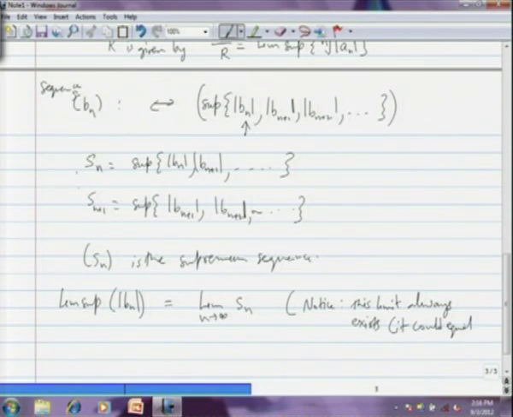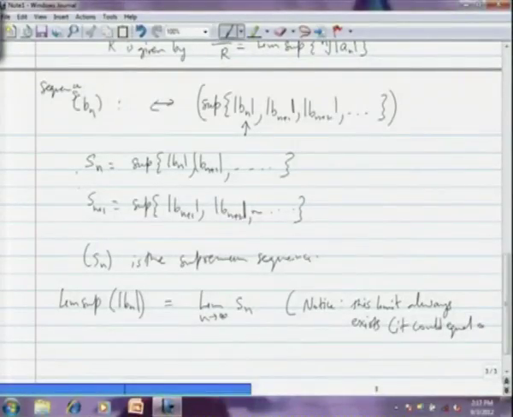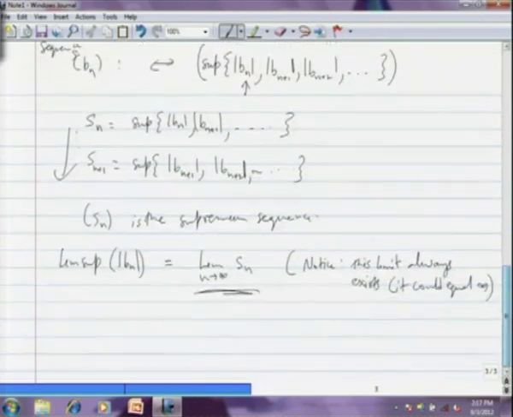What that means is the suprema are constantly infinity. So, it could equal infinity sometimes, but nevertheless this limit always exists, and that limit is called the lim sup of the modulus of b n.